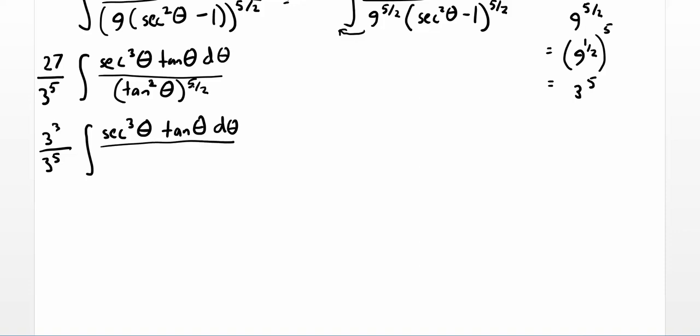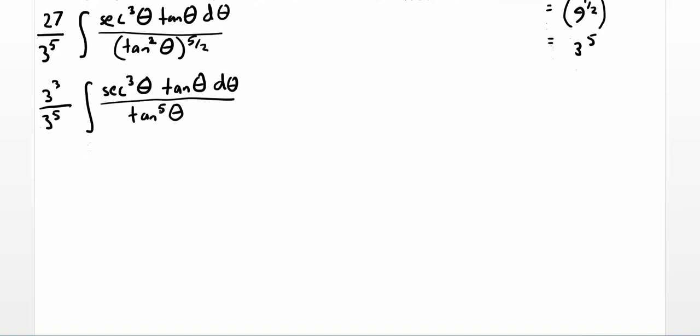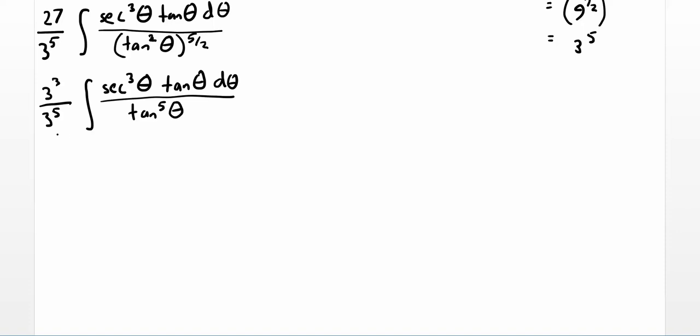The 2 exponent and the 1/2 exponent are going to cancel, and you're just left with tangent to the fifth theta on bottom. We'll keep simplifying. 3 to the third divided by 3 to the fifth, that's just 1 over 3 to the second times the integral. Here you've got 1 tangent on top, 4 tangents on bottom. So we'll write this as secant to the third of theta divided by tangent to the fourth, which is the same thing as multiplying by cotangent to the fourth theta, d theta. Remember that 1 over tangent is cotangent, so 1 over tangent to the fourth is cotangent to the fourth.